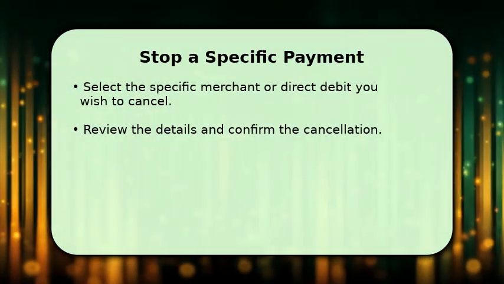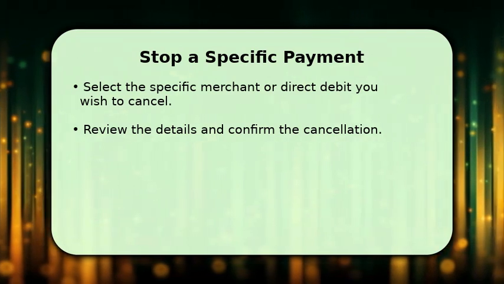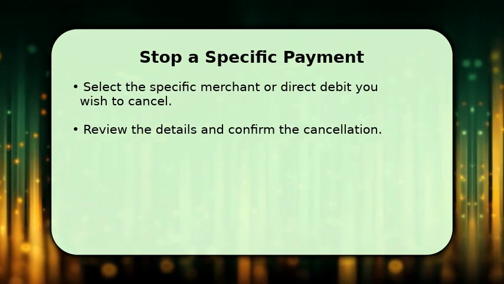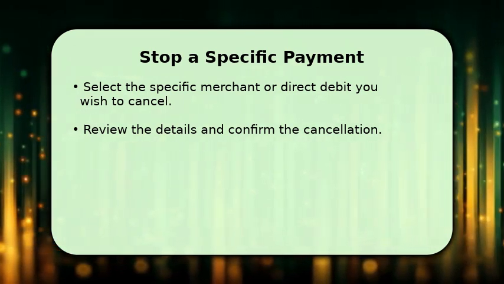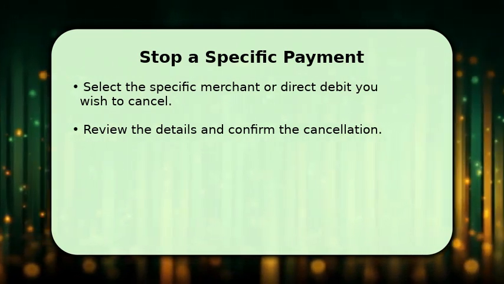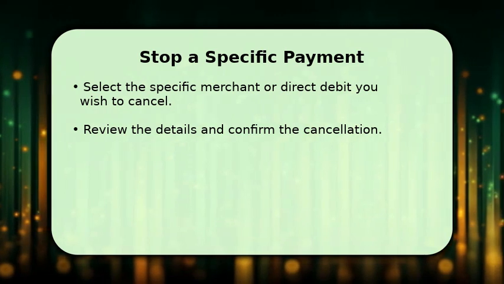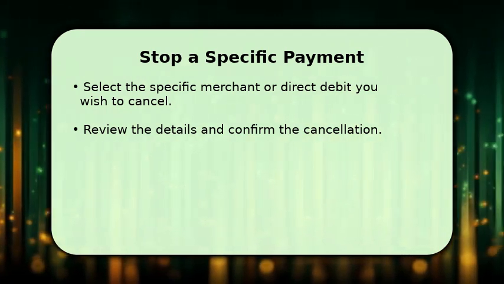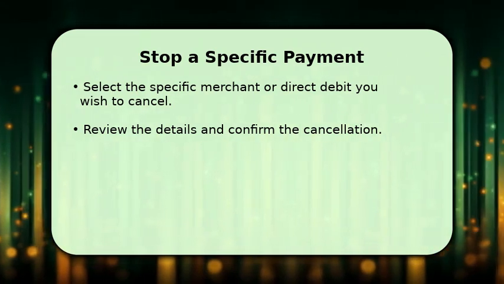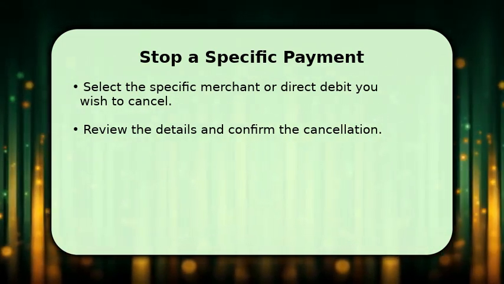Now that you are in the Automatic Payments section, you will see a list of all active direct debits and subscriptions. Carefully review this list to identify the specific merchant or service whose direct debit you wish to cancel. Click on the name of that particular merchant. On the next screen, you will find details about the payment. Look for the Cancel button, usually prominent, and click it to initiate the cancellation process.